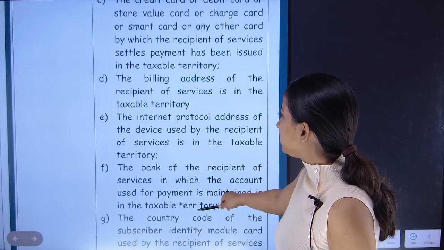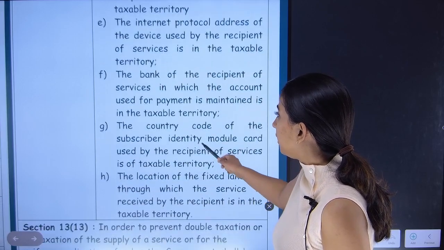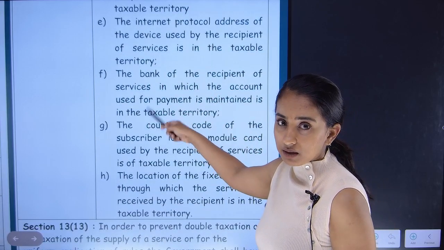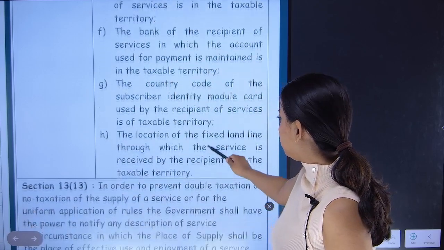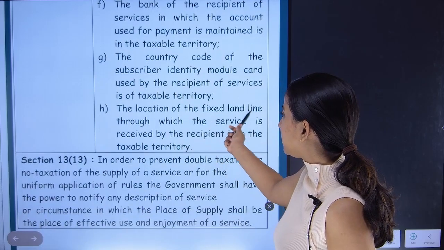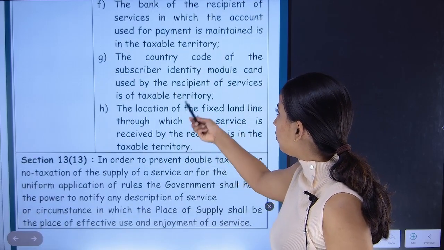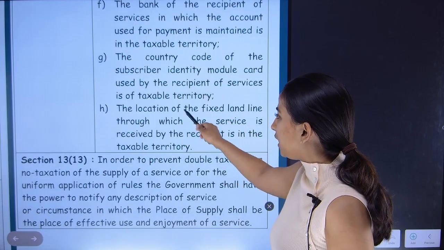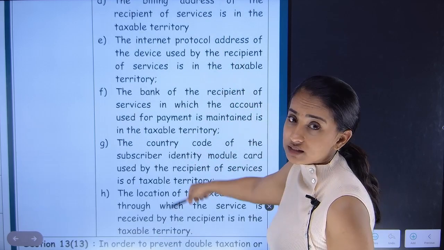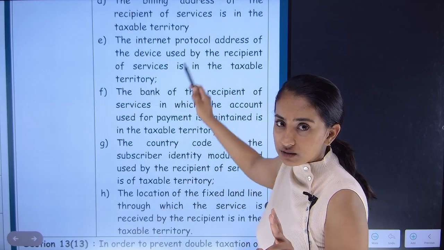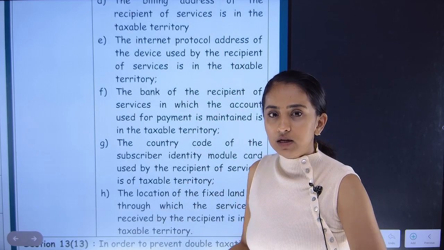The billing address, if it is in India, IP address if it is in India, the bank through which I'm making payment, that is in India, and if there's any fixed landline through which the service is received, or the country code of the subscriber, if any two of these are available, then the place of supply will be the location of the recipient, that is India.